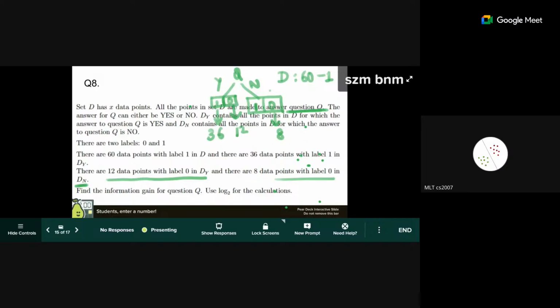Now, these are the information that are given to you. Using this information, you have to find the information gain for the question that you have asked here. Before you start finding the information gain, you need to know the distribution of data points in Dy and Dn. Basically, how many are classified as 1, how many are classified as 0 in both these sets. In the original data set, how many were 1, how many were 0. This is all information that you have to know.